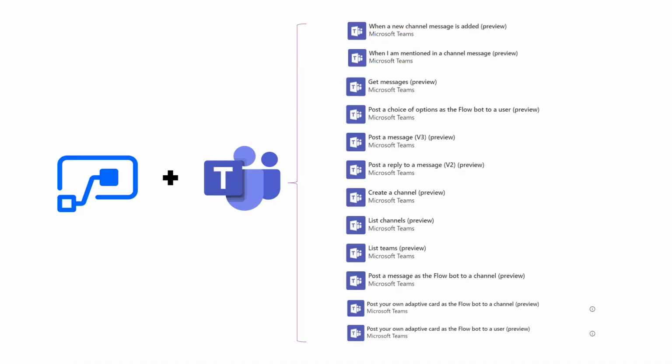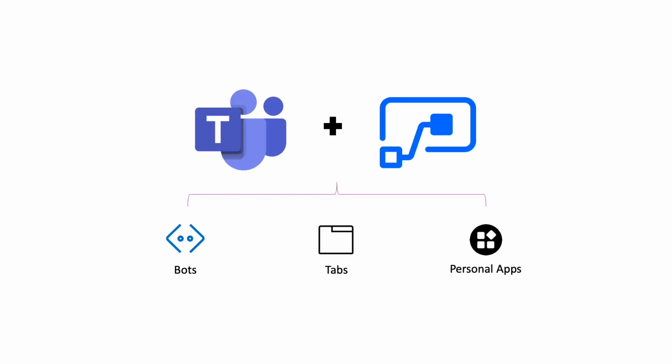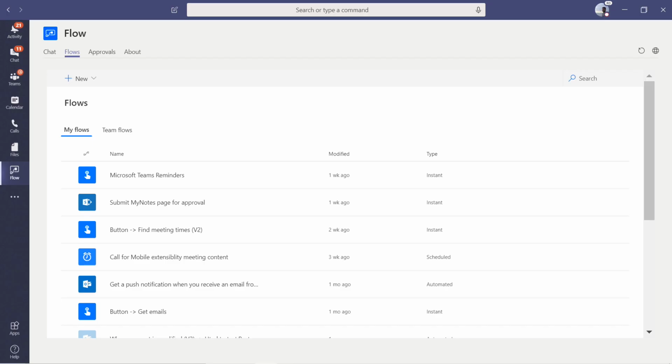As far as Flow goes, I wanted to quickly capture your imagination in terms of what can be automated in Teams. This is something that is going to pick up a lot of steam in the coming year, and I want you to know about this because it could make your life a lot easier. Here are some examples. Flow can happen in a bot scenario, in a tab scenario, or a personal app scenario. I'll show you what these look like.